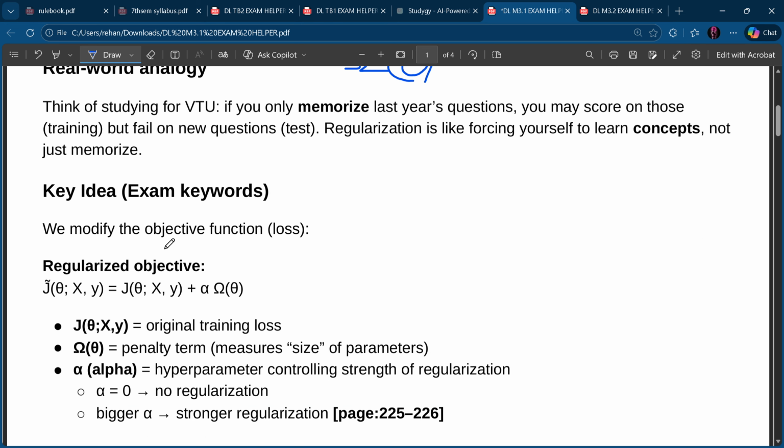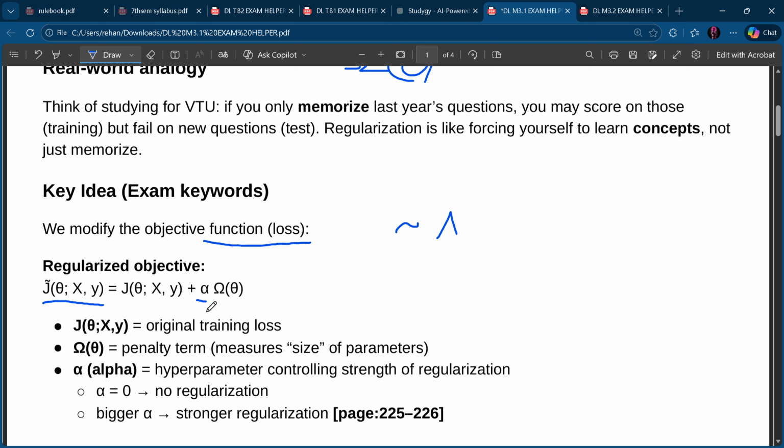Okay, so here is the key idea. We modify the objective loss. So first we have to talk about the parameter norm penalty in the loss function. Objective function is also called the loss function. Just remember this one thing: J tilde, you can draw the cap or the tilde, both are the same, J tilde(θ; X, y) equals the same thing without the tilde, J(θ; X, y), plus α times Ω(θ).